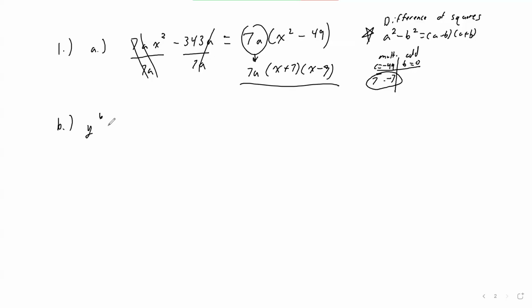Let's look at y to the 6th minus 100. No GCF. So I'm going to try this right here. I'm going to multiply to negative 100 and add to 0 since the term is missing. And that would be negative 10 and 10. The only issue here is, notice a lot of ours that we've been dealing with are squares. If you have a 6, you just have to divide it by 2.